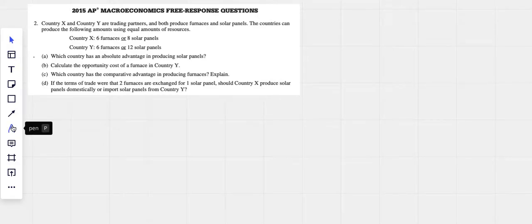Macro, FRQ number 2, comparative advantage. Let's do it. X and Y are trading partners. Both produce furnaces and solar panels. The country can produce the following amounts using equal resources.